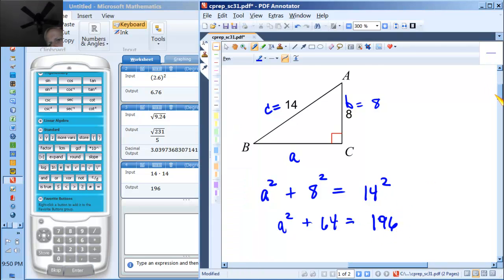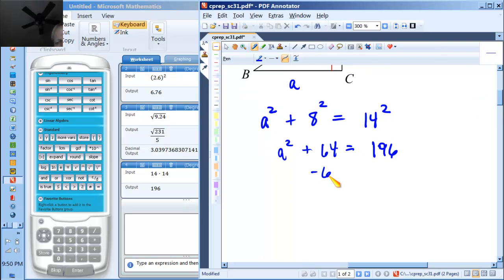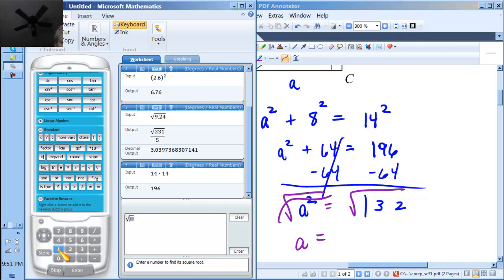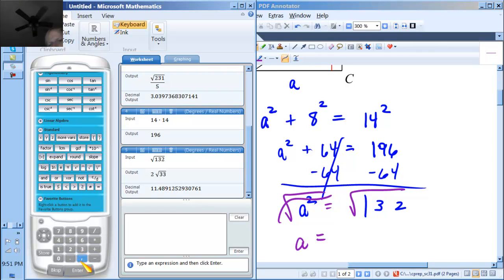Okay, and let me just solve that equation for A. When I subtract, I get 132, and I solve that by taking the square roots of both sides, and I get A is the square root of 132, which is 11.5.